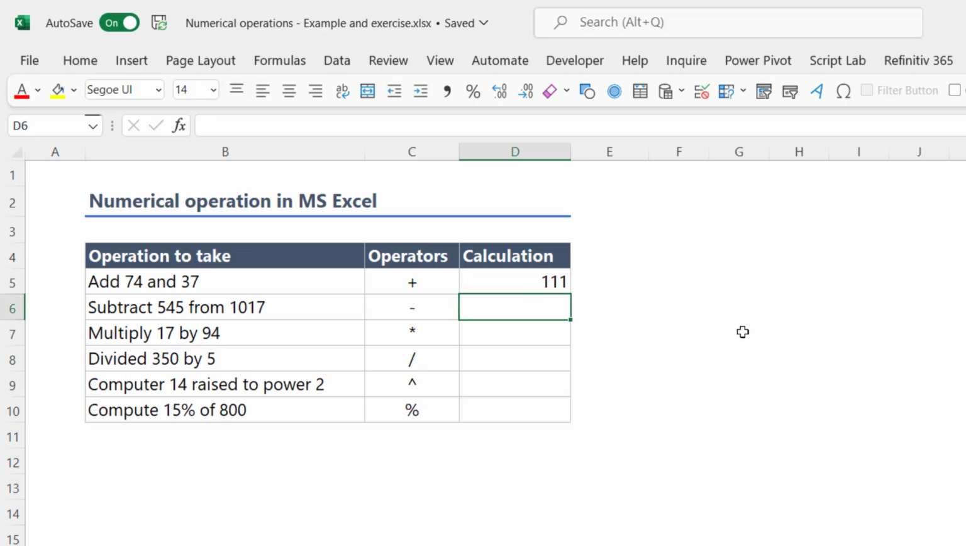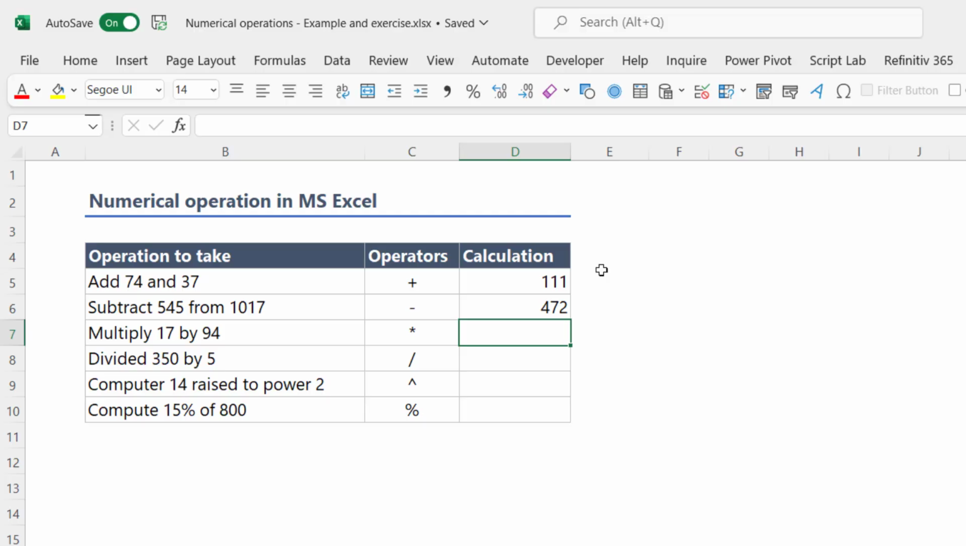How do we do a subtraction? A simple minus sign. So I have to subtract 545 from 1017. In other words, I have to do equals 1017 minus 545. When you're typing these plus and minus signs, as you can notice here, I have given a space. This space is optional. I have put space to improve the readability of the formula. It is not mandatory. If you're happy not putting the space, it's fine. It works. So that's how we do a subtraction.